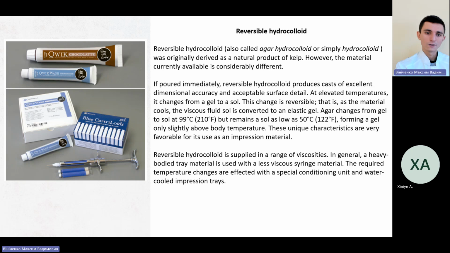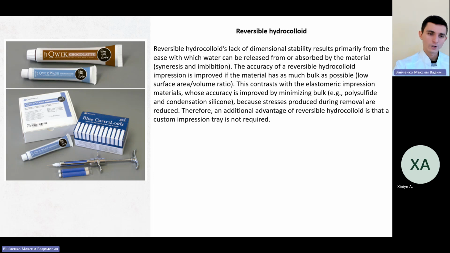Agar changes from gel to sol at 99 degrees Celsius, but remains a sol as low as 50 degrees Celsius, forming a gel only slightly above body temperature. These unique characteristics are very favorable for its use as an impression material. Reversible hydrocolloid is supplied in a range of viscosities. In general, a heavy-bodied tray material is used with a less viscous syringe material. The required temperature changes are effected with a special conditioning unit and water-cooled impression trays.